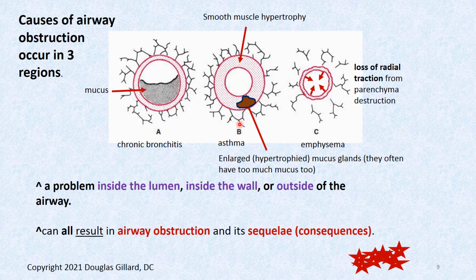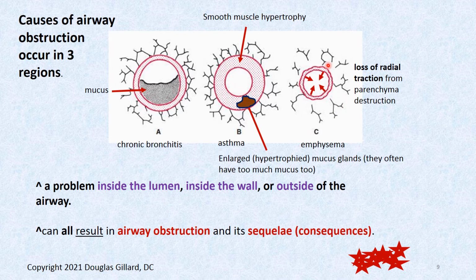You could have a problem in the wall where you have a hypertrophic mucus gland, or submucosal glands, they're called. Asthmatics have this problem. The gland gets big from exercising, from having asthma attacks, and it starts to narrow the size of the lumen because the gland is taking up more space.